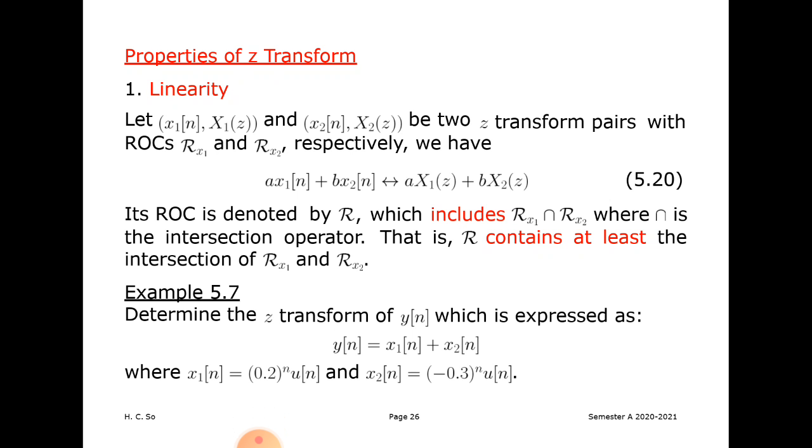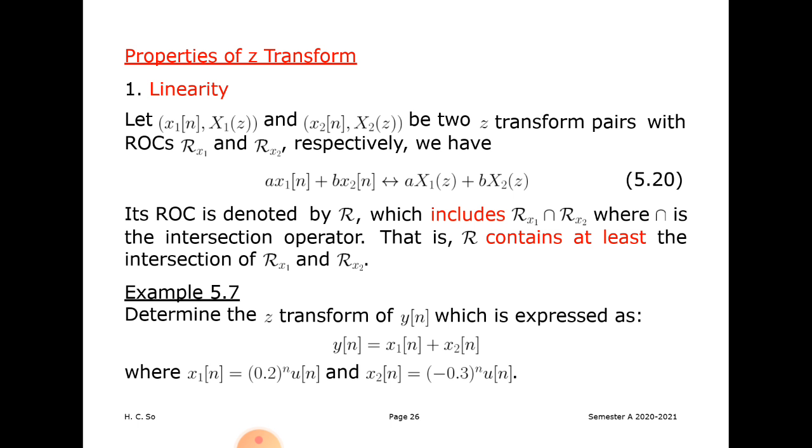Let x1(n) and x1(z), and x2(n) and x2(z), be two Z transform pairs with ROCs R_x1 and R_x2 respectively. Then a·x1(n) + b·x2(n) corresponds to a·X1(z) + b·X2(z). Its ROC, denoted by R, contains at least the intersection of R_x1 and R_x2, where intersection is the operator.